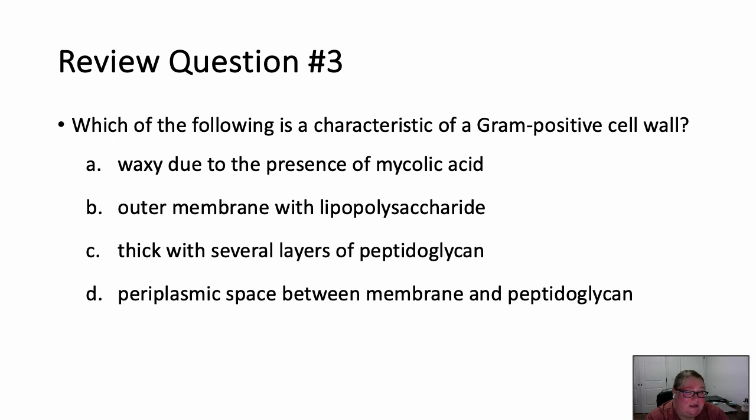Review question number 3. Which of the following is a characteristic of a gram-positive cell wall? A, waxy due to the presence of mycolic acid. B, the outer membrane with lipopolysaccharide. C, thick with several layers of peptidoglycan. Or D, a periplasmic space between membrane and peptidoglycan. Pause the video and find the answer.